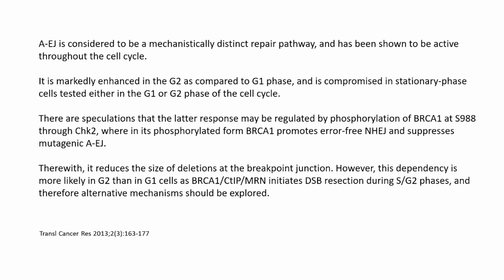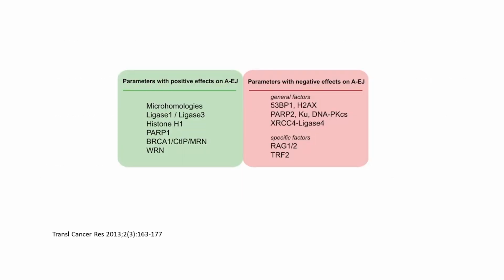There are speculations that the latter responses may be regulated by phosphorylation of BRCA1 at S988 through CHK2, where in its phosphorylated form BRCA1 promotes error-free NHEJ and suppresses the mutagenic alternative EJ. Therewith it reduces the size of deletions at the breakpoint junctions. However, this dependency is more likely in G2 than in G1 cells, as BRCA1, CtIP and MRN reinitiate DSB resection during S and G2 phases, and therefore alternative mechanisms should be explored.